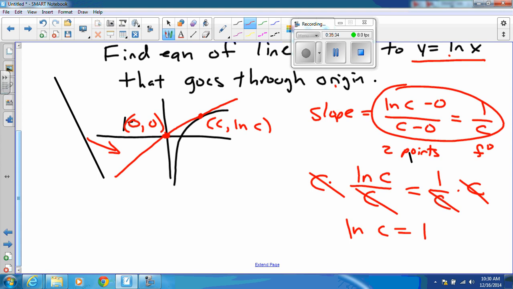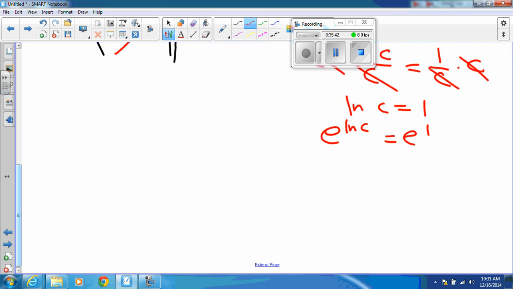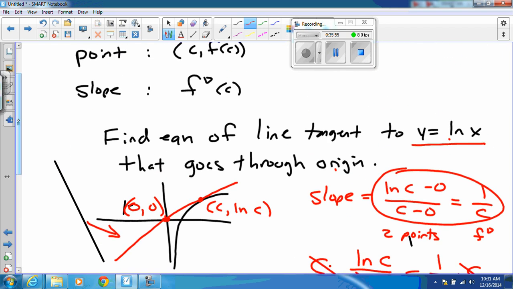Somebody help her out. This is the key move. What does she need to do to solve ln c equals 1? Raise e to both sides because the exponential is the inverse, and e to the 1 can be simplified as e. That's right. So we finally get our value for c.